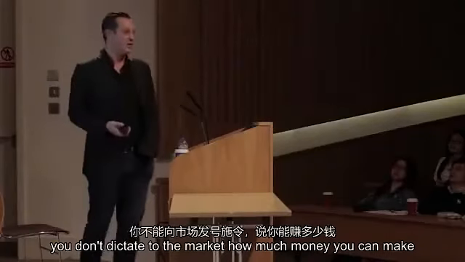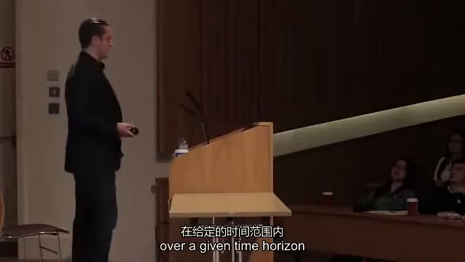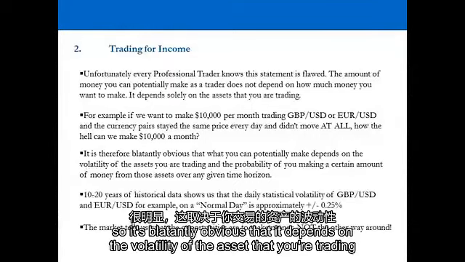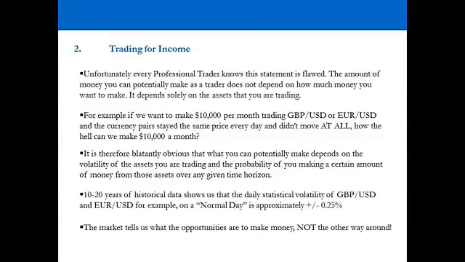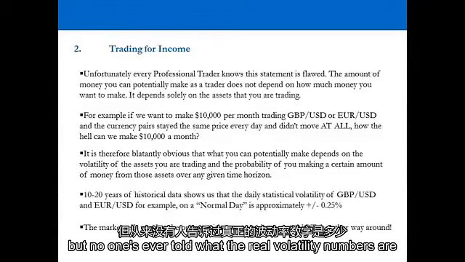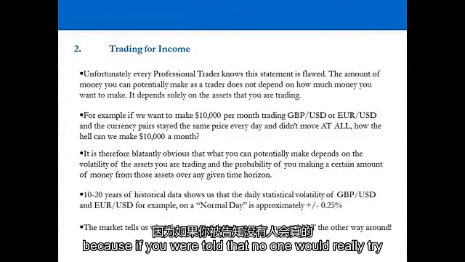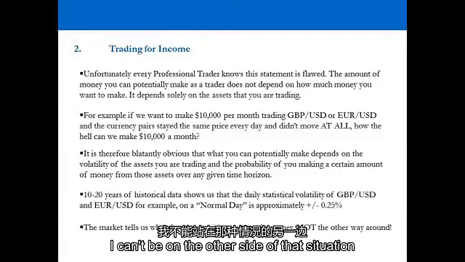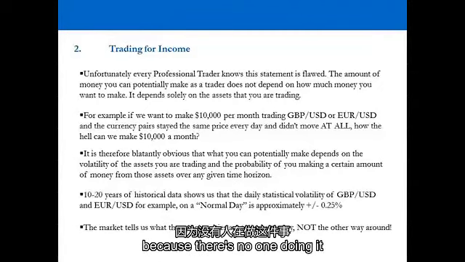You don't dictate to the market how much money you can make over a given time horizon. The market dictates to you how much money you can make. So it's blatantly obvious that it depends on the volatility of the asset that you're trading. But no one's ever told what the real volatility numbers are. Because if you were told, then no one would really trade. Which means I can't be on the other side of that situation, because there's no one doing it.